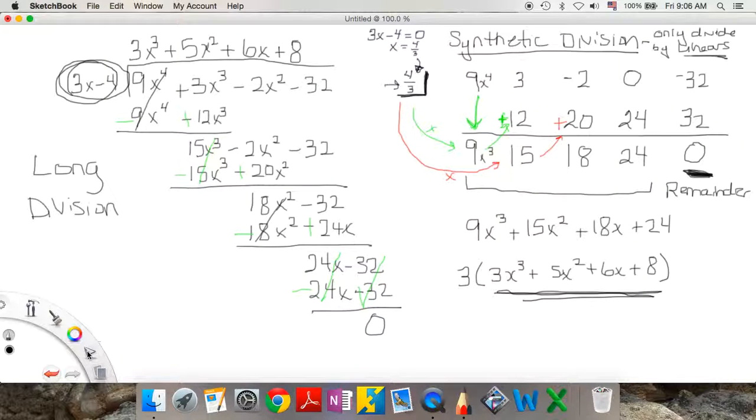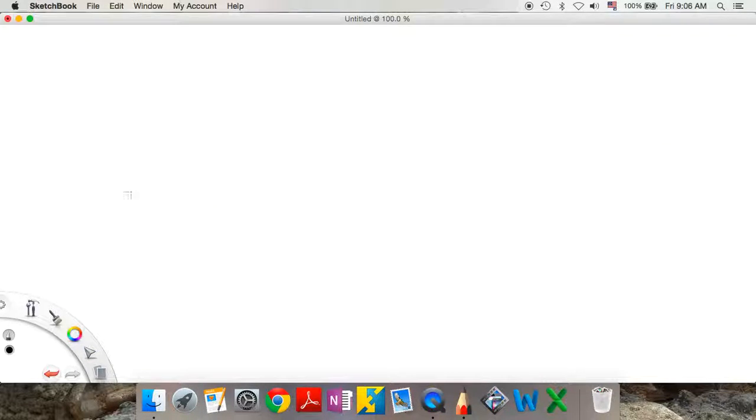All right, so I want you guys to practice one. Let's say we have 6x cubed plus 31x squared minus 66x plus 75, and it's divided by x plus 7. Now I want you to use synthetic division and divide that out. So pause it and do that.